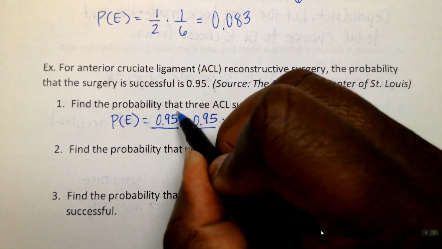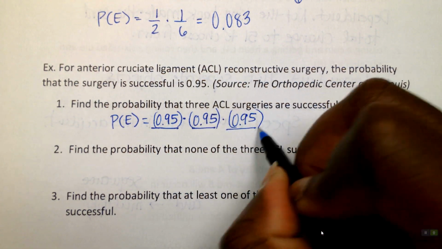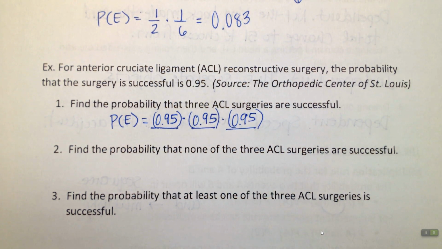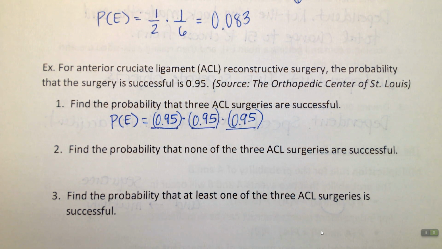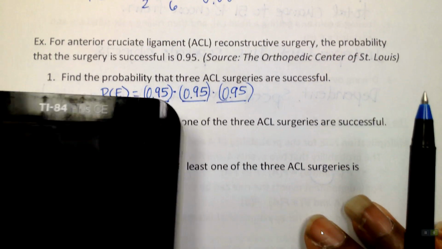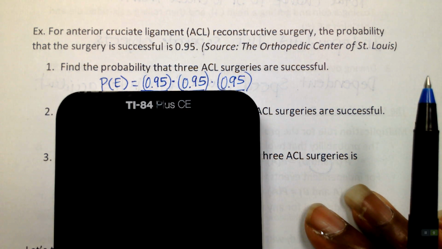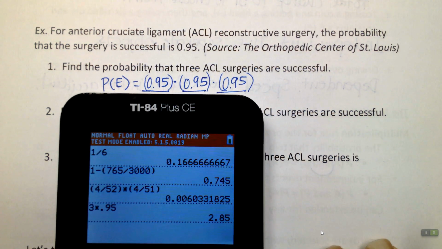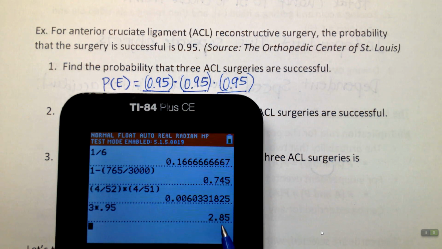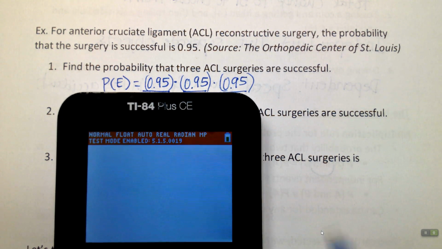I think I might put this in parentheses because of all the little dots. Yeah, we do that. So fundamental counting principle: first, second, and third. Let me show you what this is and what this isn't in the calculator. This is not 3 times 0.95. We can't have that as an answer. Why can't we have that? Think about it. That's more than 1, so it can't be a possibility.